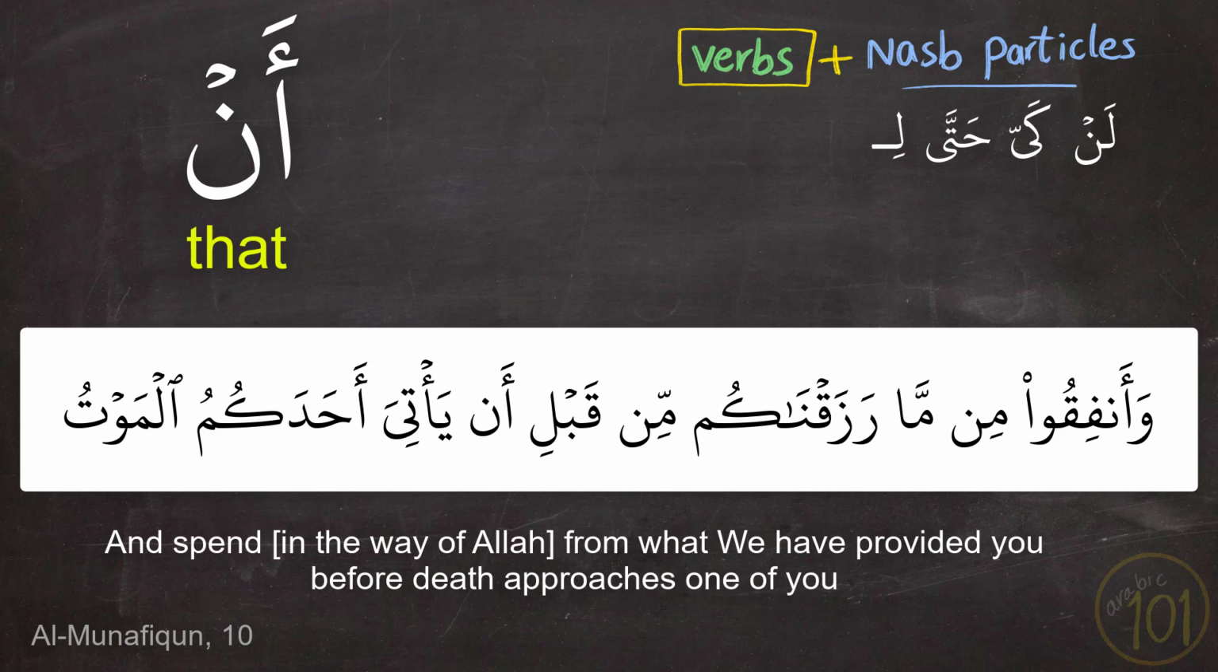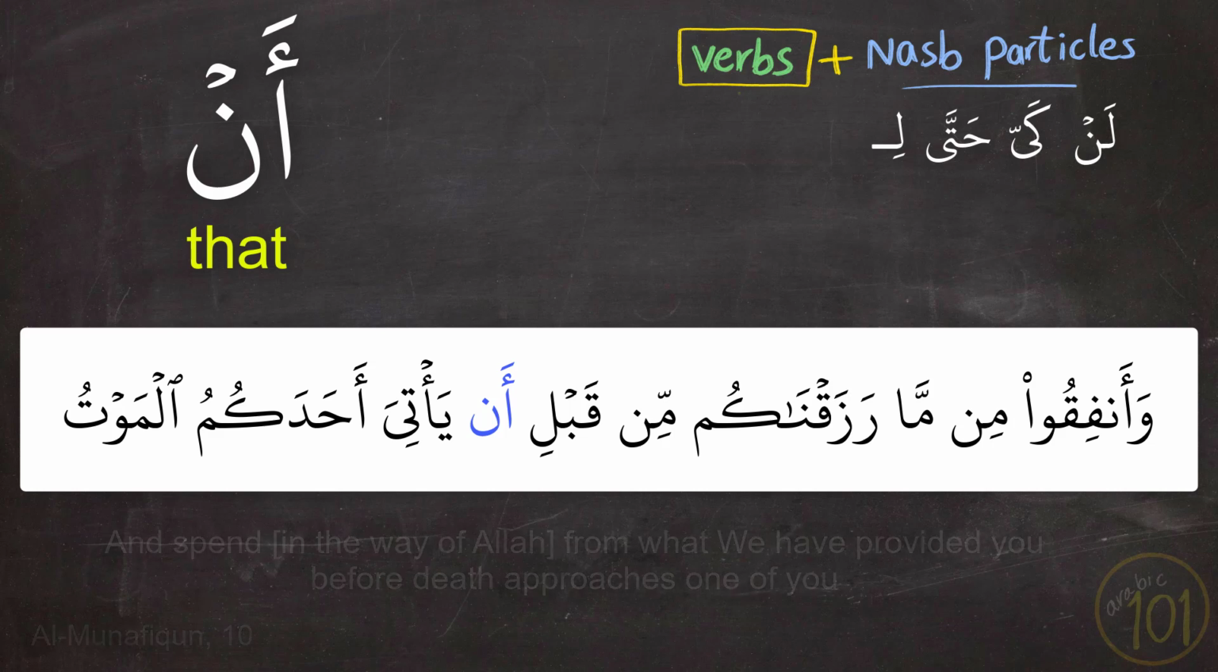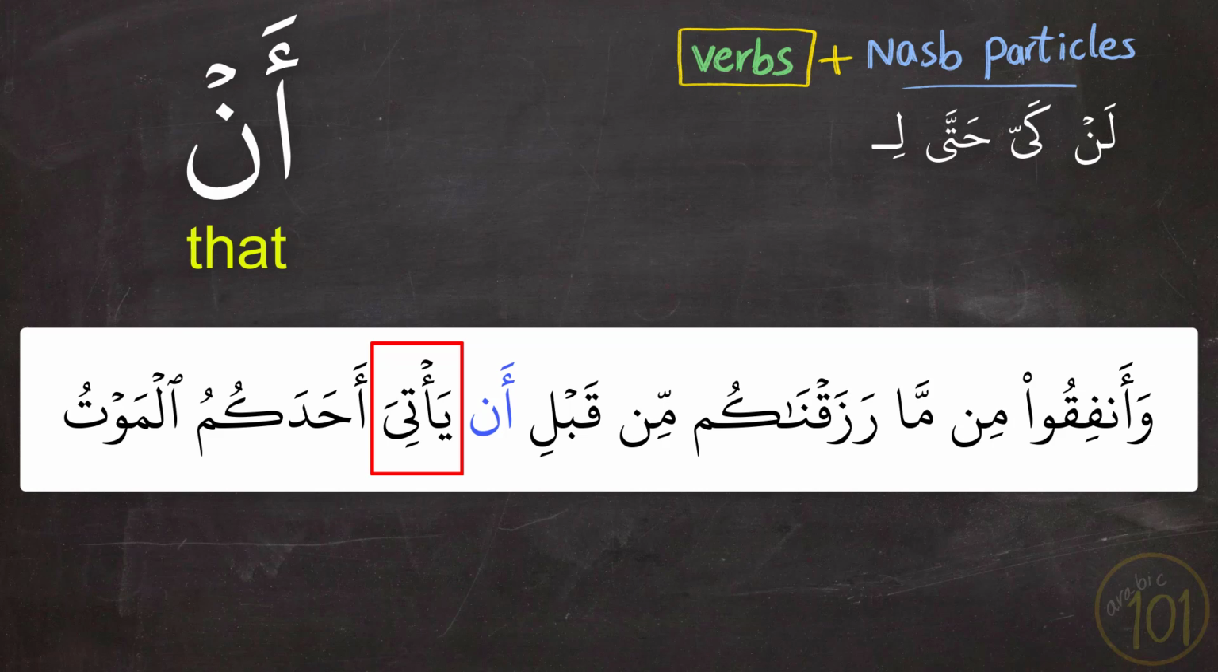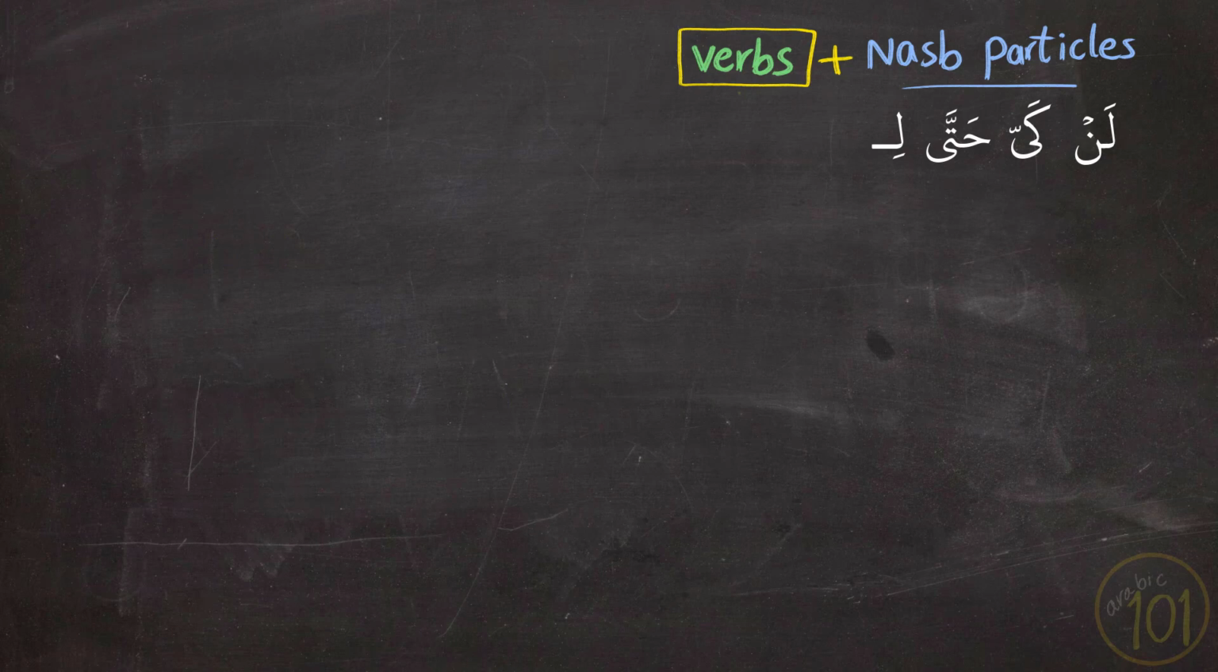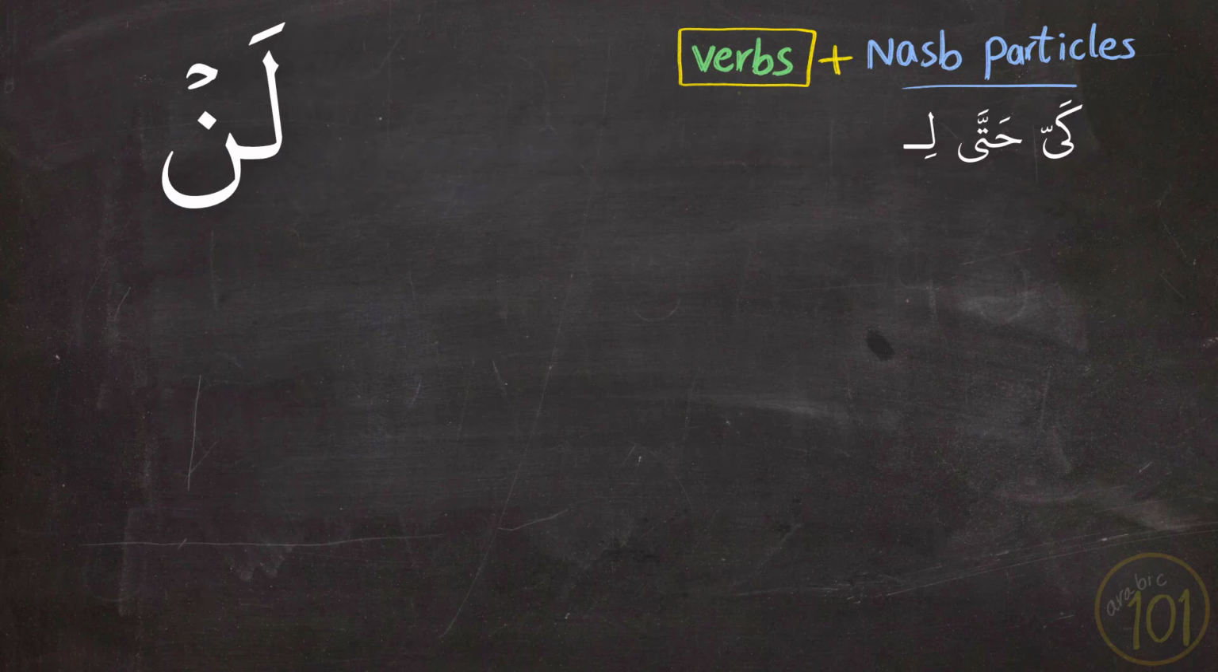وَأَنفِقُوا مِمَّا رَزَقْنَاكُم مِّن قَبْلِ أَن يَأْتِيَ أَحَدَكُمُ الْمَوْتُ. So here we see the verb يَأْتِي with fatha at the end of it because it was preceded by an. أَن يَأْتِيَ. The next particle is لَن.